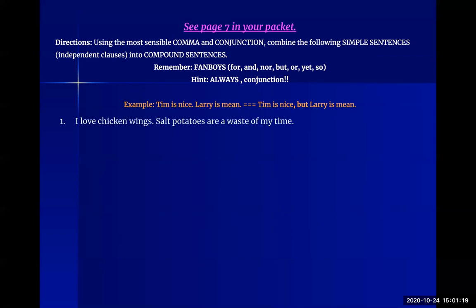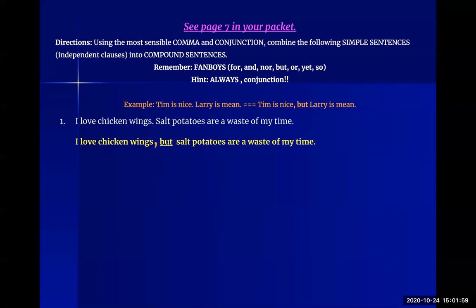I love chicken wings, period. Salt potatoes are a waste of my time. So you can use, again, any of those conjunctions that make sense to you and for the sentence. And you always have to put a comma where that period of the first sentence is, add your conjunction, uncapitalize that second sentence, and join them together. So I love chicken wings, comma, but salt potatoes are a waste of my time. I like chicken wings, comma, but becomes that magical glue that makes it okay in a compound sentence.